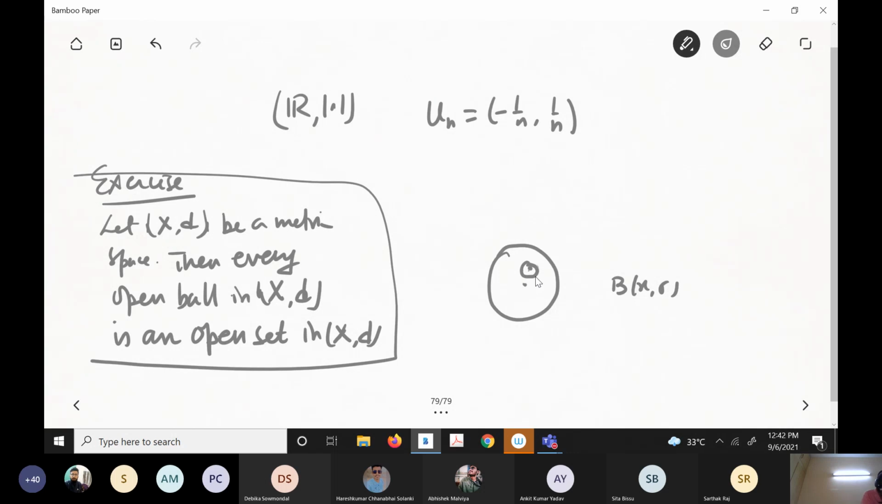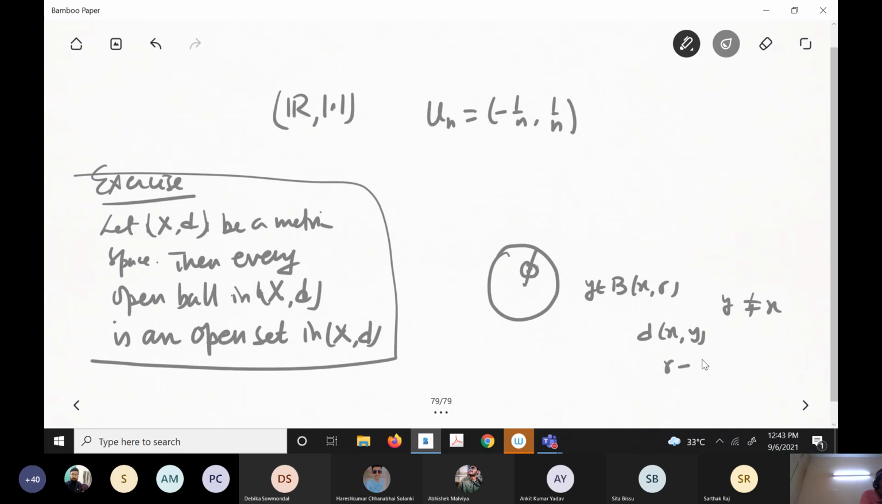What is this Y? Now what will we choose? Look, you'll have to look at d(x,y). I can choose y not equal to x, because for x I already have this B(x,r) inside. Okay, so choose y not equal to x. Then look, first of all, the whole distance is r, and this is d minus d(x,y).